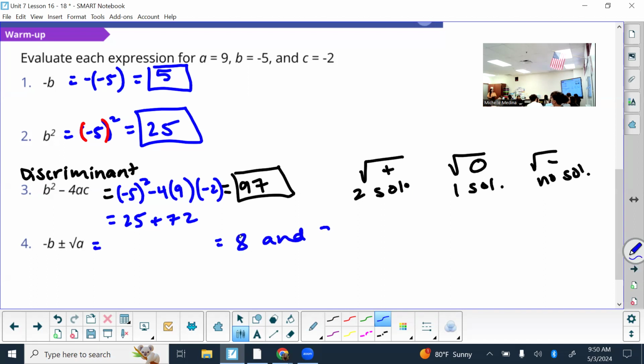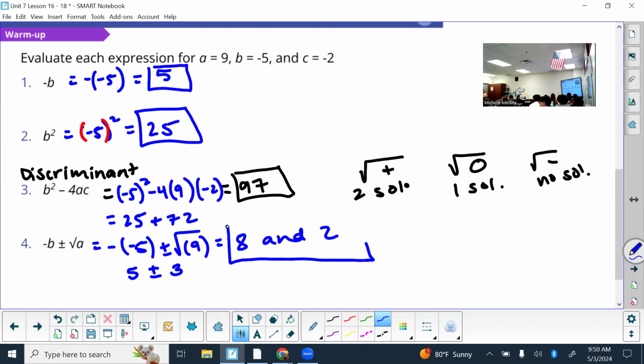8 and 2? Okay, so let's see. Plugging in a -5 for the b, plus or minus the square root of a, which is 9, and simplifying. Class, what happens with this double negative? So +5 plus or minus, what's the square root of 9? So yeah, it would be 8 and 2, because 5 plus 3 is 8, 5 minus 3 is 2. So good job. Any questions?